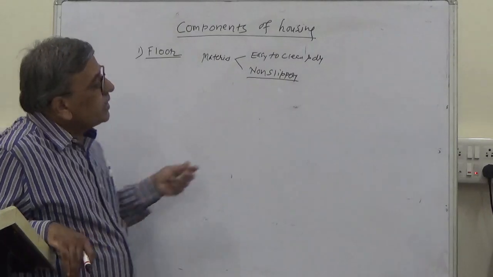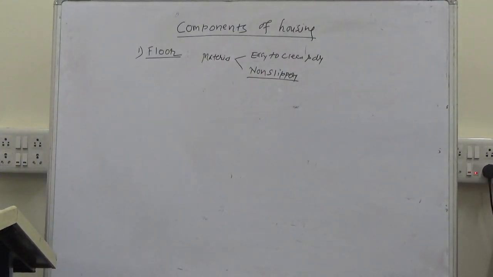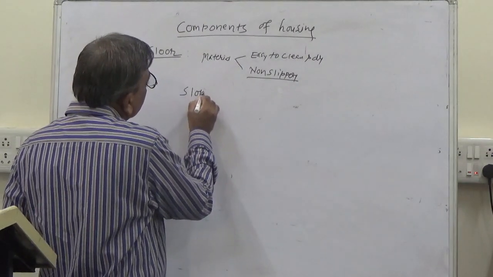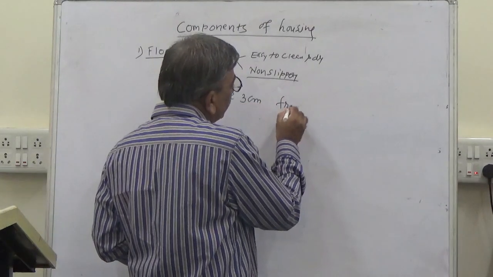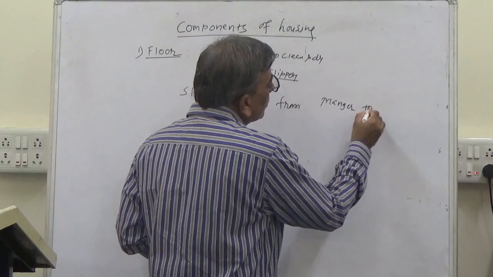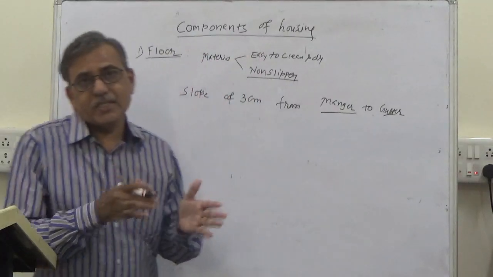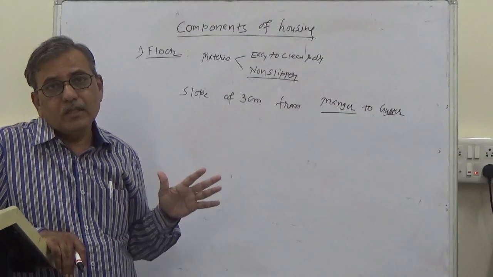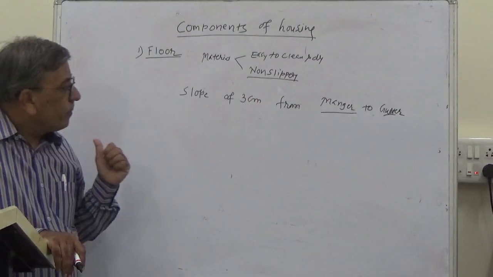Then, while constructing the floor of the house, there should be a slope of 3 centimeters from manger to gutter. As you know, manger is the space provided for feeding purpose, and gutter is the provision to drain the waste of that dairy house, particularly dung and urine of animals.